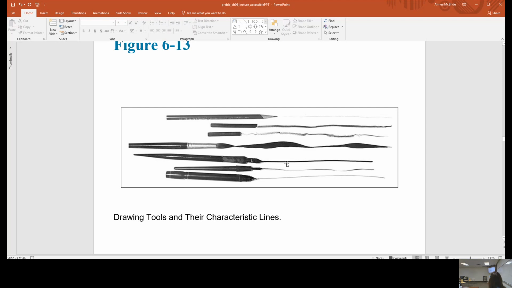Here is an example of a thick quill tip for a pen, and they also make really thin ones depending on what size line you're wanting. And then of course a regular pen that everyone knows about.